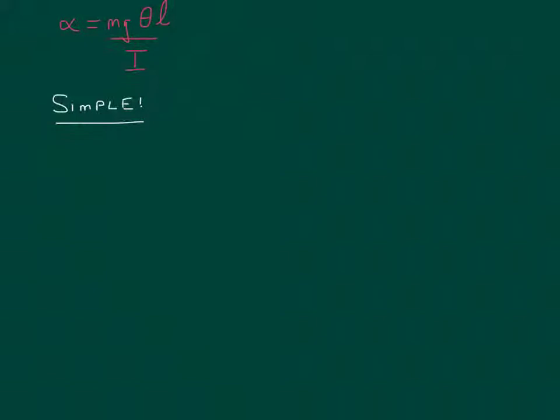So for the simple pendulum, which again is just a point mass at the end of a string, we can ignore the mass of the string. For a point mass at the end of the string, the moment of inertia is just m l squared, where m is the mass of the pendulum bob. So if we substitute that into our angular acceleration equation, we're going to get that alpha is equal to mg theta L over m L squared.